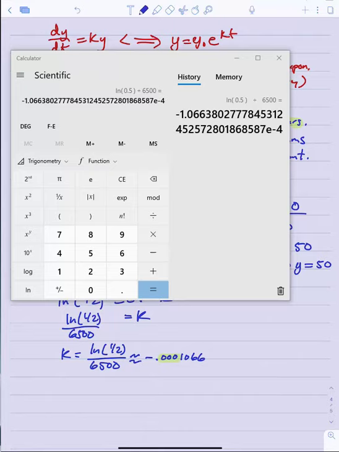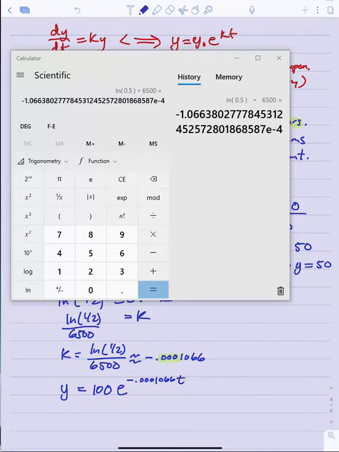Okay, what I have now is a working function. My model says that the amount of substance is the initial amount, which is 100, times e to the k, which is negative 0.00106666t.